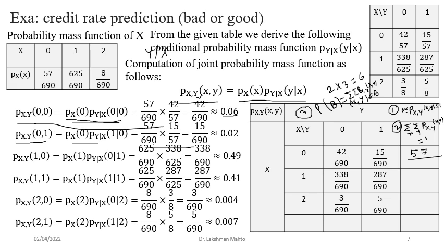If you do a horizontal sum of the probabilities, it would be 57 divided by 690, then 625 divided by 690, and 8 divided by 690. So tell me, what is this? Anyone? This is the distribution of x. If you do the horizontal sum of each row of the table, you get the distribution of x, because x varies vertically. Likewise, if you sum these columns, what would this be? The sum of this column, easily you can see it is.